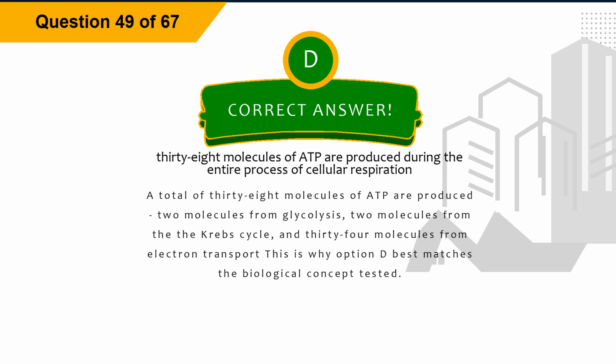A total of 38 molecules of ATP are produced: 2 molecules from glycolysis, 2 molecules from the Krebs cycle, and 34 molecules from electron transport. This is why option D best matches the biological concept tested.